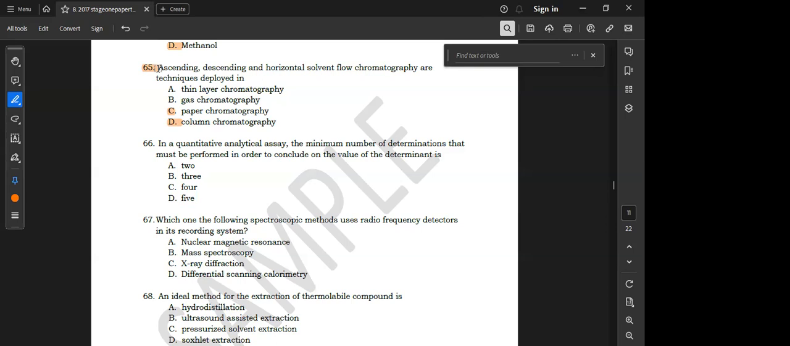C. Any explanation for that? Yeah. Someone has sent, according to a presentation on ISO, the minimum number of determinants that must be performed in order to conclude the value is at least two acceptable measurements or results for each laboratory sample.